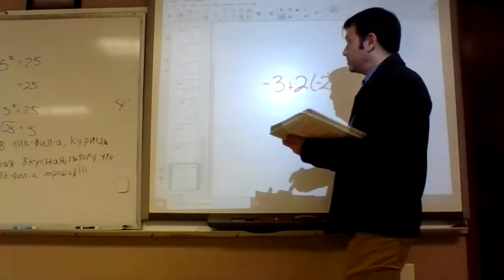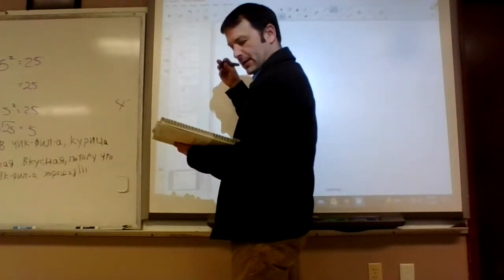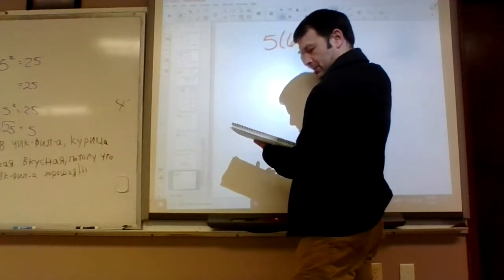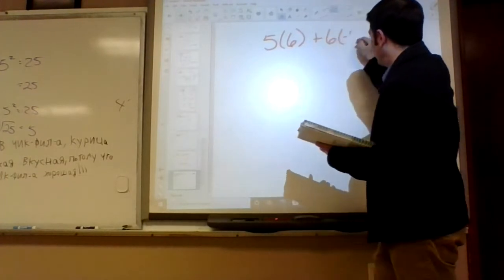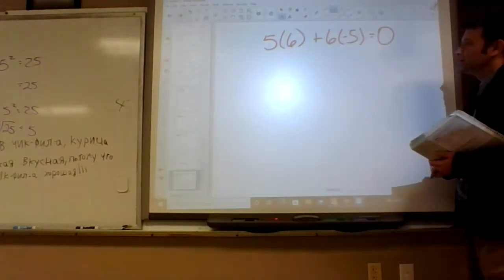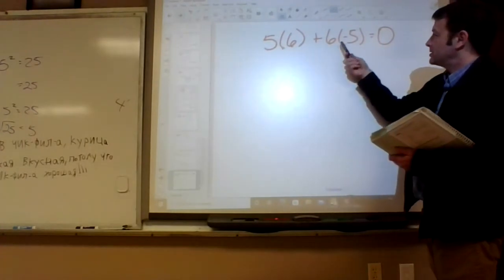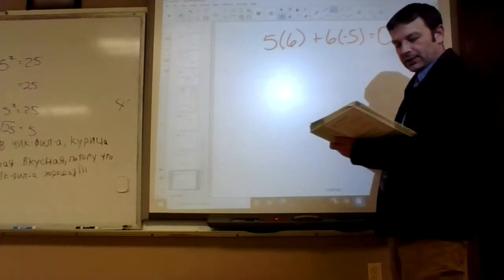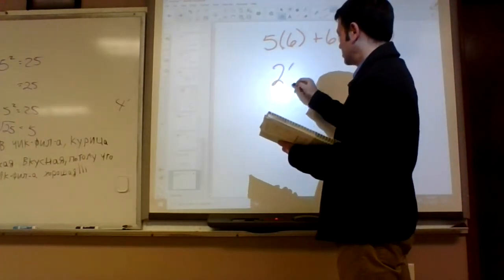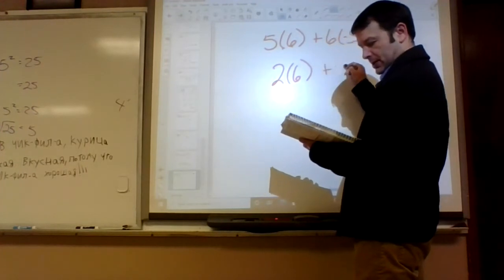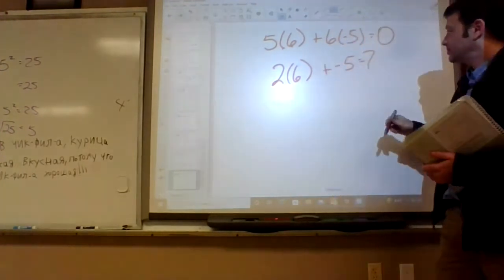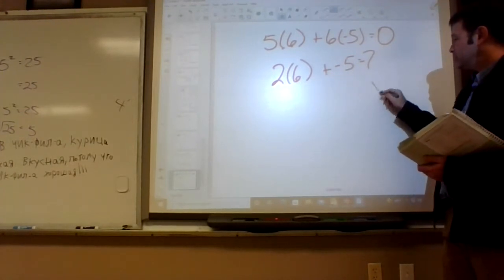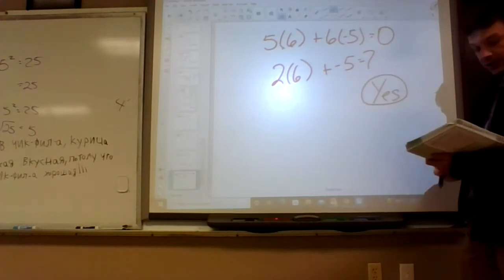Number 13, I think we're doing a yes, aren't we? It's 6 and negative 5. So does 5 times 6 plus 6 times negative 5 equal 0? Yes, that's 30, that's negative 30, and that does add up to 0. Then we have to check the second line now. Does 2 times 6 plus negative 5 equal 7? Yes, 12 minus 5 is 7, that's true. So it works in both of them, so that one is a yes.